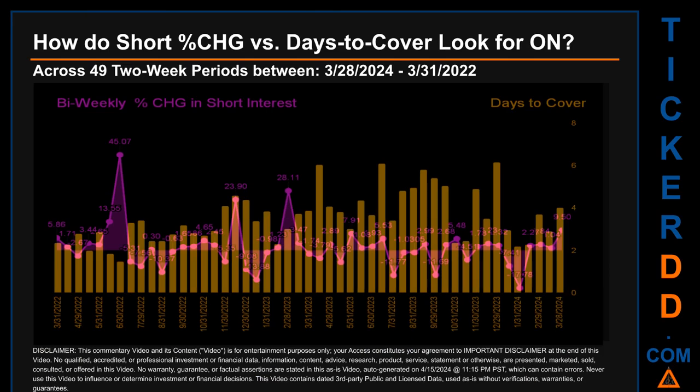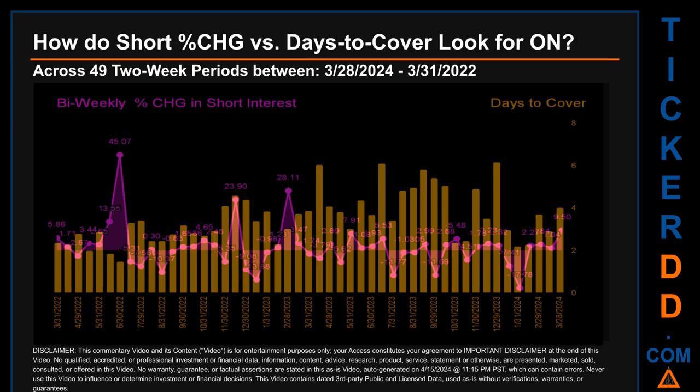Zooming out, I looked across 49 2-week snapshots, from latest found, March 28, 2024 to oldest found, March 31, 2022. In the graph, I overlaid bi-weekly percentage change in short interests against days to cover. Across these 49 2-week snapshots, the average percentage change of short interest was about 1.45%. Other interesting data points include: the largest percentage increase in short interest was 45.07%.